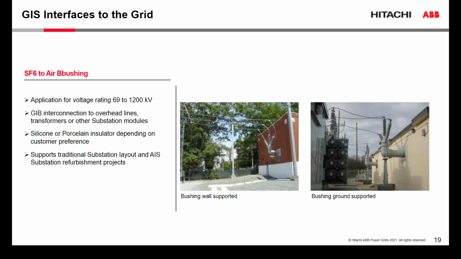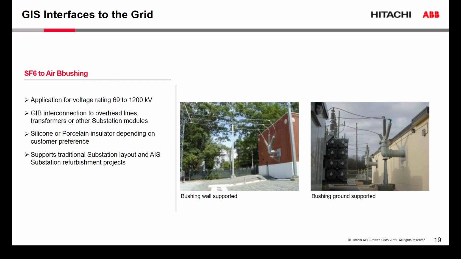The bushing itself supports the interconnection, as I mentioned already, to existing AIS substations, which plays a big role if you, for example, try to refurbish an air insulated substation and want to place a GIS on the site, so you don't have to change your interconnection to the existing conventional bus system.